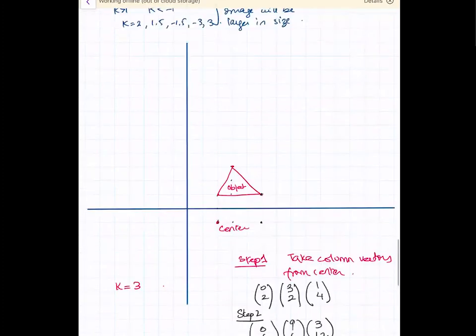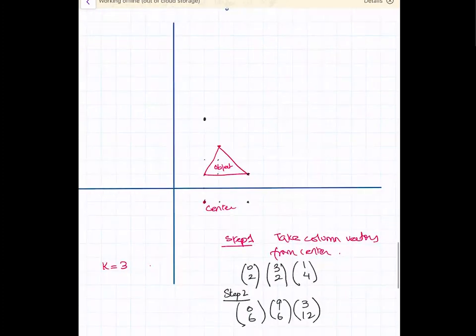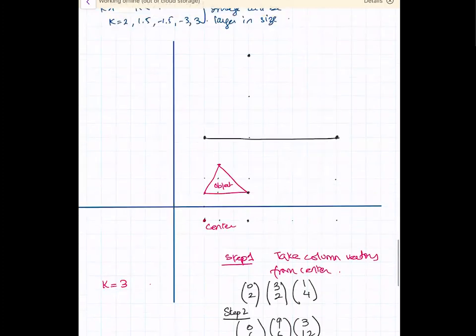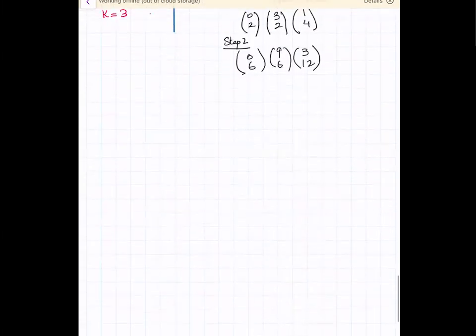So 0, 6 means 3, 4, 5, 6. 9, 6 means 3, 6, 9, and then 6, 1, 3, 6. 3 and then 12, 3, 6, 3, 6. So this is your enlarged image. Let's take another example.